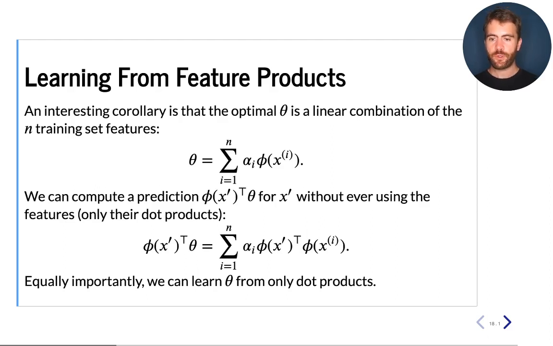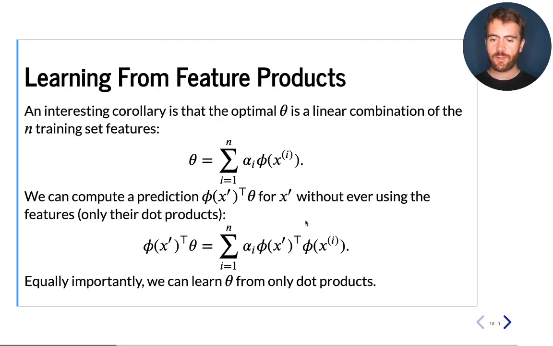And my claim was that if we can compute these dot products more efficiently than computing the features themselves, and in which we can, I'm going to show you how we can do that. If we can compute the dot products efficiently, then we can work with high dimensional features phi more efficiently than we could otherwise.